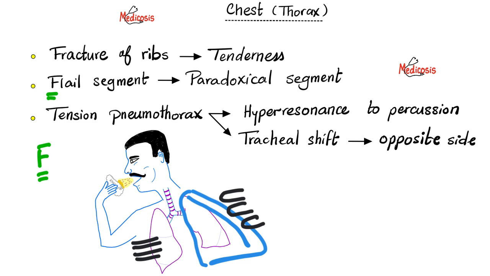If a cavity has lots of air, it is hyperresonant to percussion. If it does not have any air, it is dull to percussion. But what's the normal percussion note in the thorax? The normal is resonant, not hyperresonant. If you want to feel the resonant percussion note, simply tap the sides of your chest, where the lungs are. You will feel the resonance. If you want to feel the dull percussion note, simply tap your scalp. The scalp is dull to percussion because there is no air inside, I hope not.